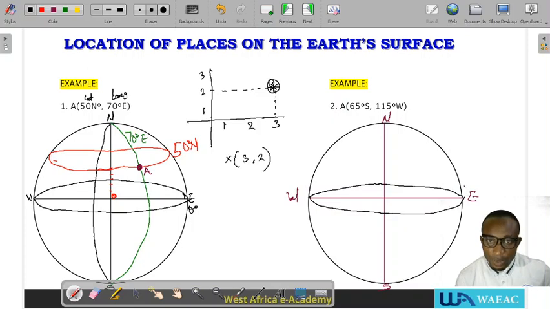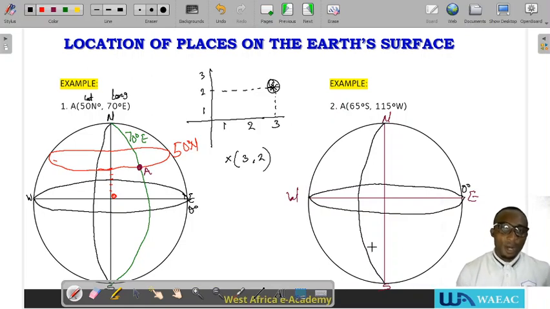Don't forget, our equator is 0 degrees. That is our reference point or starting point for latitude. And the next is to bring in our prime meridian, our reference point or starting point for longitude. So after that, let's look at the value we have here. 65 south. Where's our 65 south? This is the equator. This is 0, 10, 20, 30, 40, 50, 60, 65 will be around here.